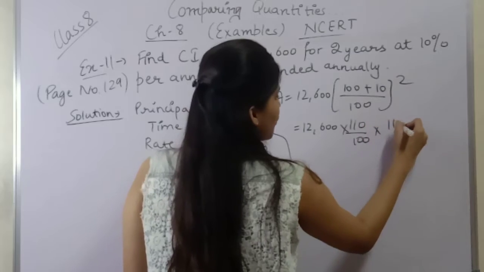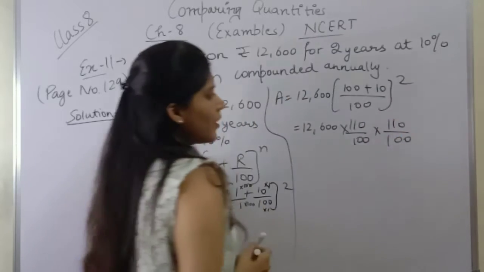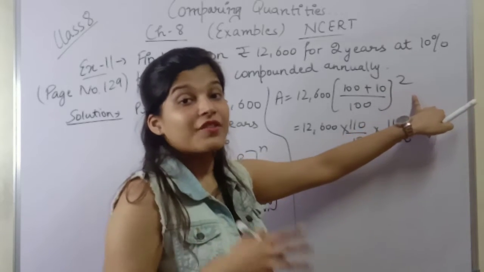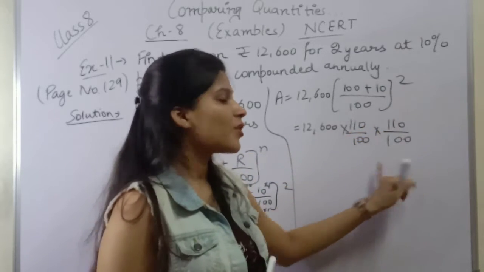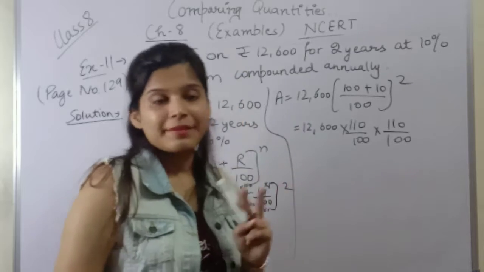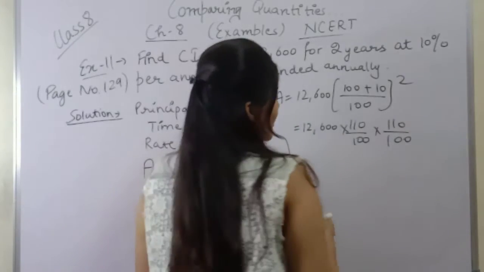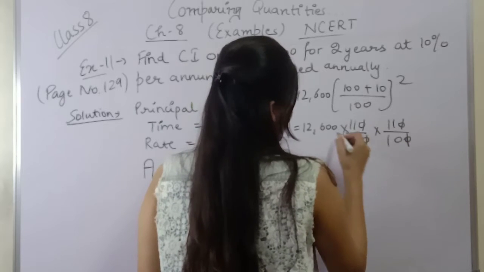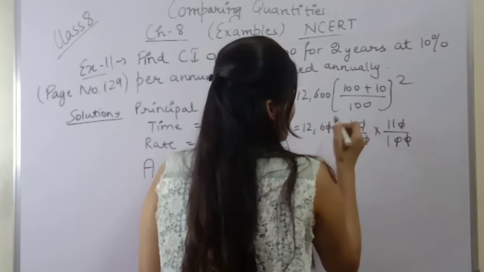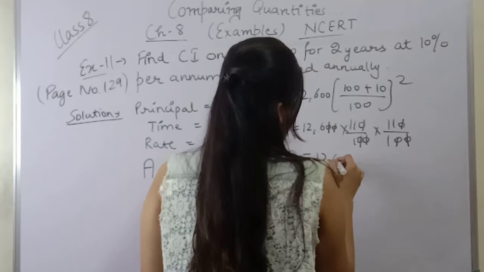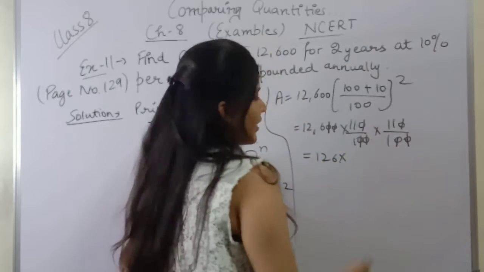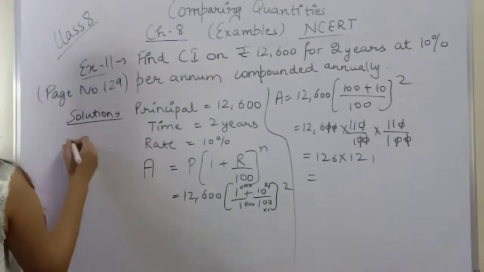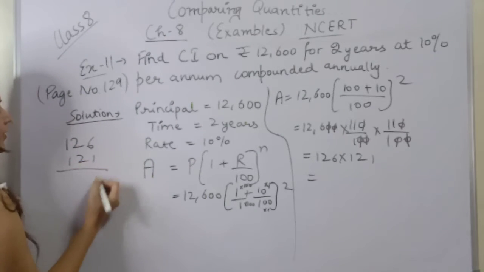Now why did we write this 2 times? Because it was 110 upon 100 to the power 2, and raised to the power 2 means that we have to write this fraction 2 times. So now 10 cancels with 10, 10 cancels with 10, again 10 cancels with 10, 10 cancels with 10. So we have 126 into 11 into 11 is 121. So 126 into 121 we do.